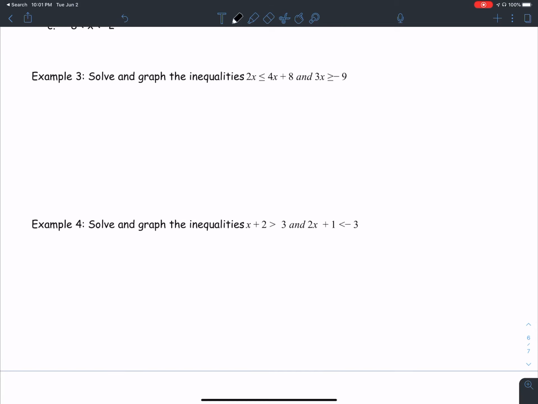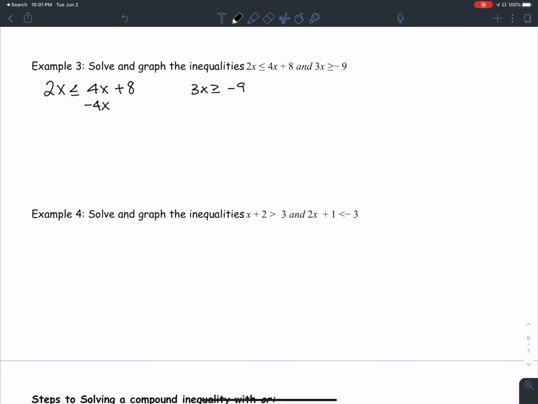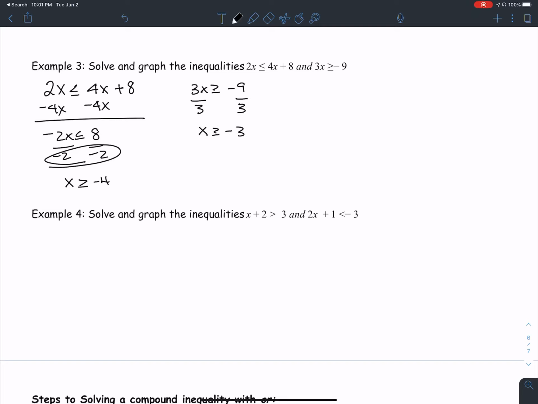All right, here we go. So do the same thing. 2x is less than or equal to 4x plus 8, and 3x is greater than or equal to -9. We're going to solve each inequality. Move your variable on the left over to the right: -2x is less than or equal to 8. Divide by -2. I divided by a negative, so I'm going to switch my sign. For the other, divide by 3: x is greater than or equal to -3.